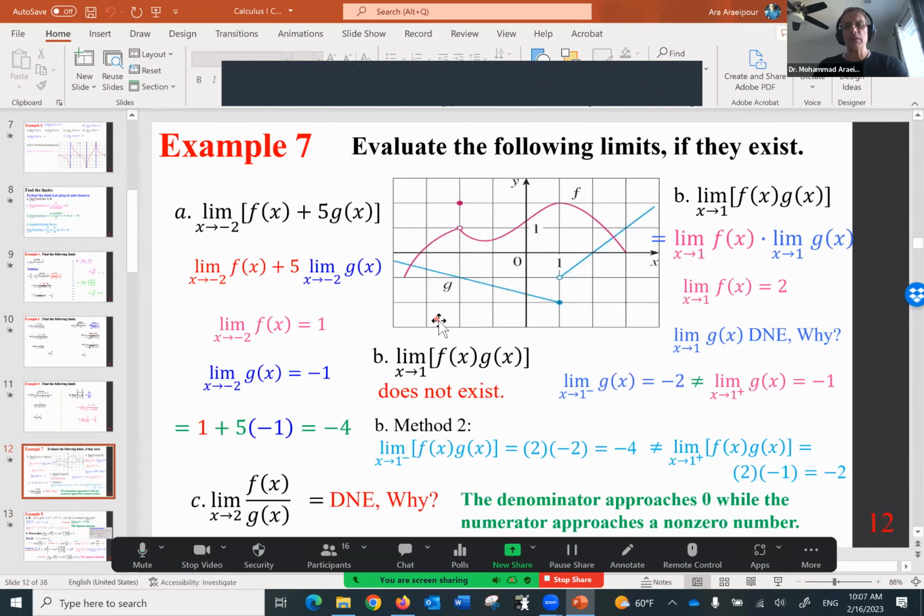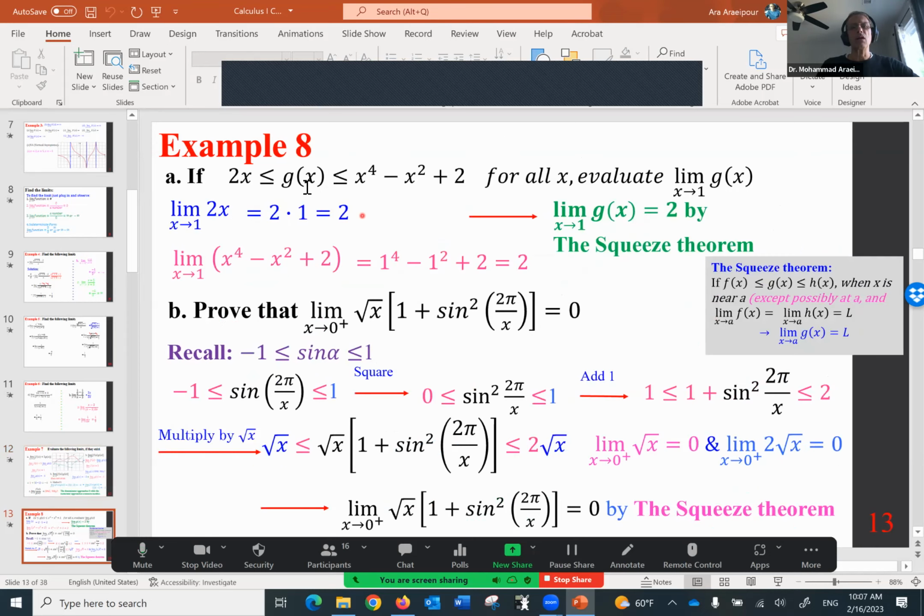We want to evaluate the limits, again, understanding the graphs, being able to read the limit from the left and right, whether they exist or not, and using the limit laws, and the combination of all of those will result in the answer. We've gone over this question with details. And the concept of the squeeze theorem, I want to make sure everybody understands.